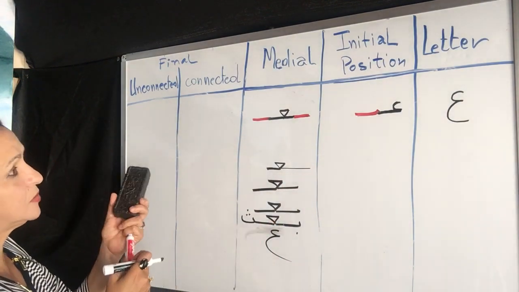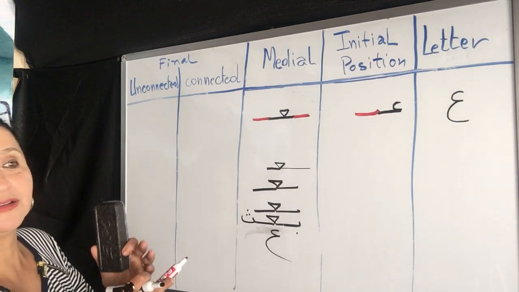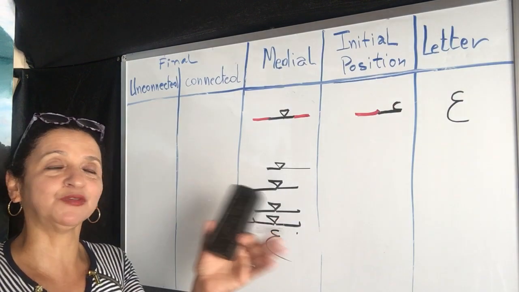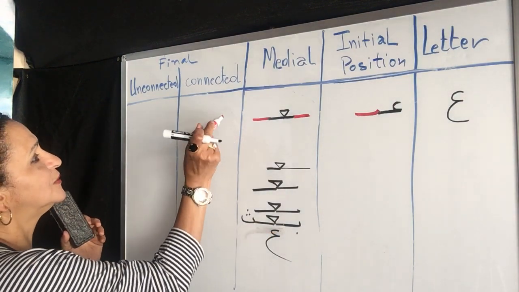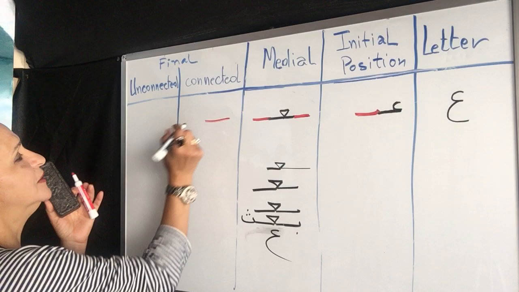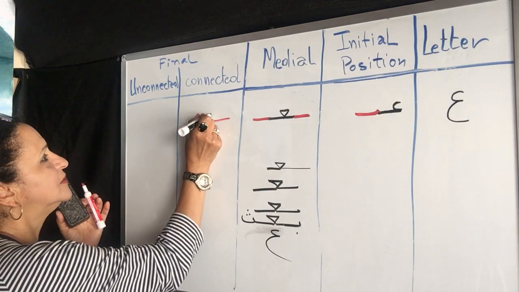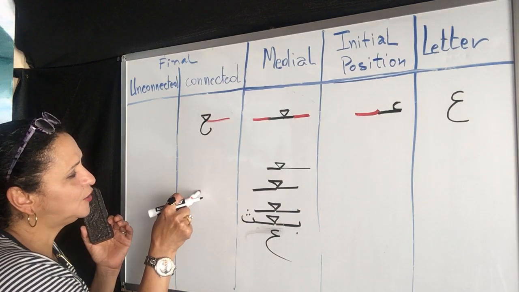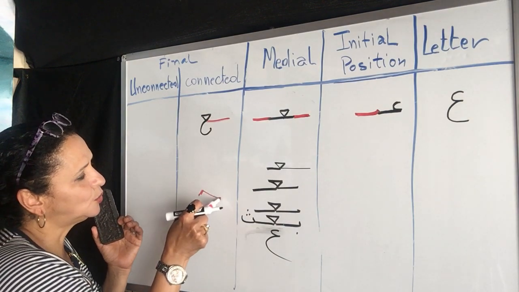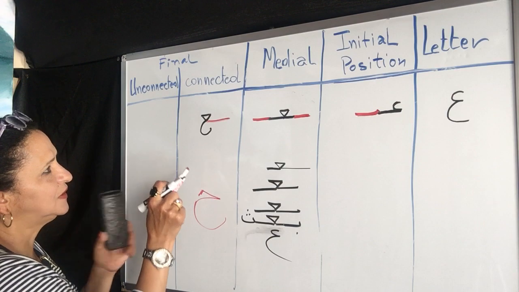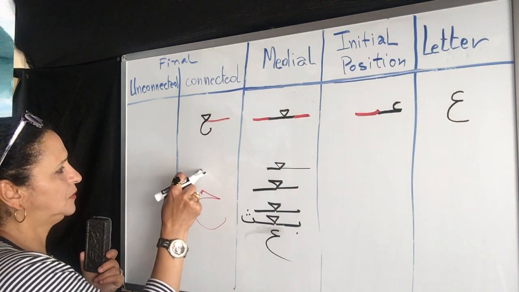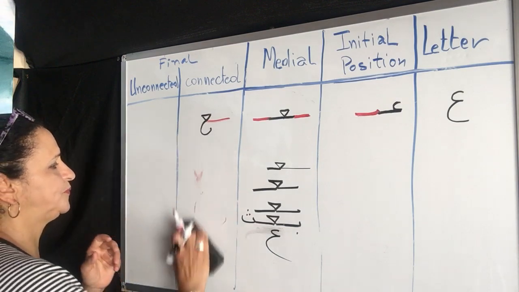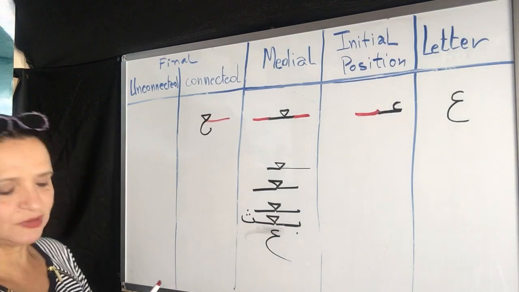So I'm gonna keep this and then I come back. Final connected, which means at the end of a word, but it's connected to the letter before. So I have something here, and the عين is like this. It's not like ha. Ha goes like this, longer and this way, but this one is a very small one. A, final, connected. Okay, so this is for A.